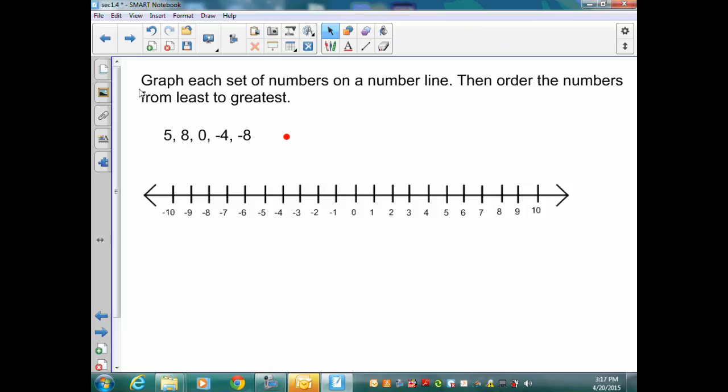In this example, they want me to graph each set of numbers on a number line, then order the numbers from least to greatest. First, 5.